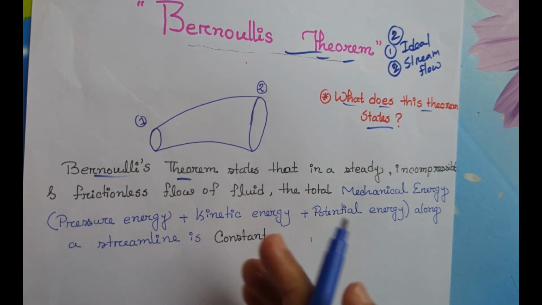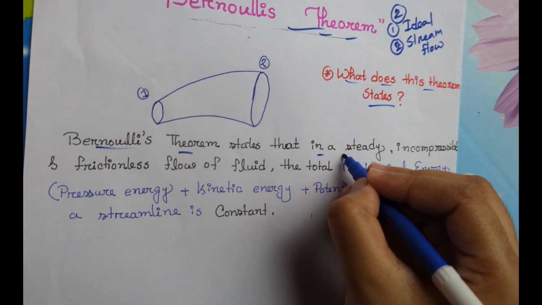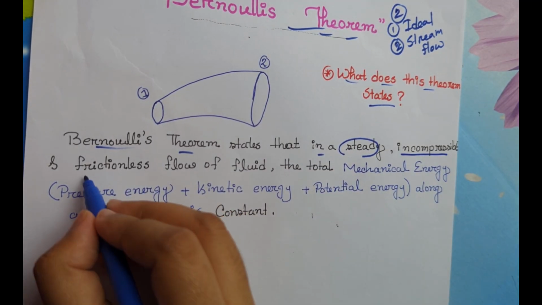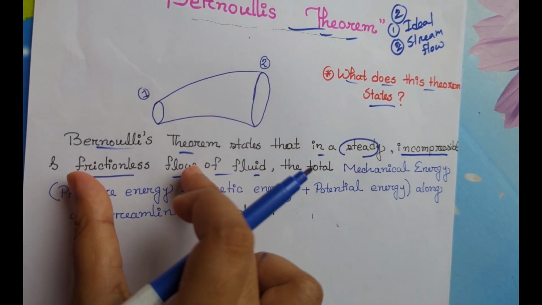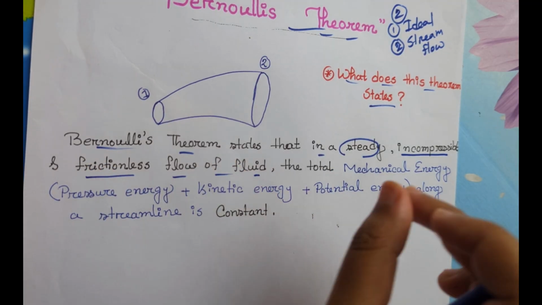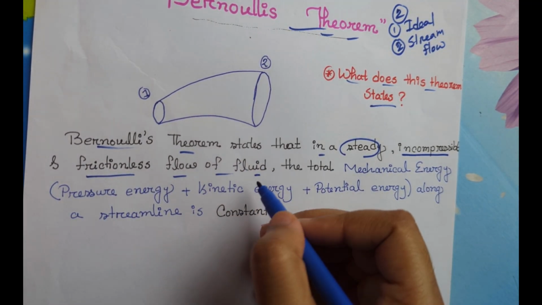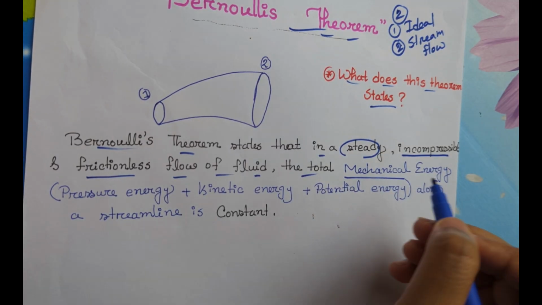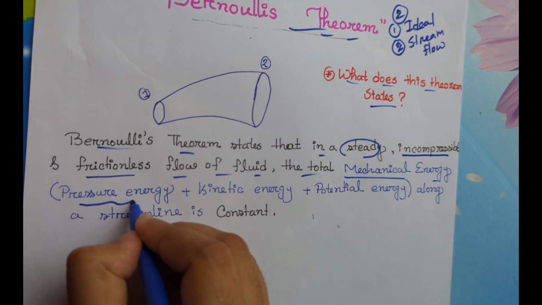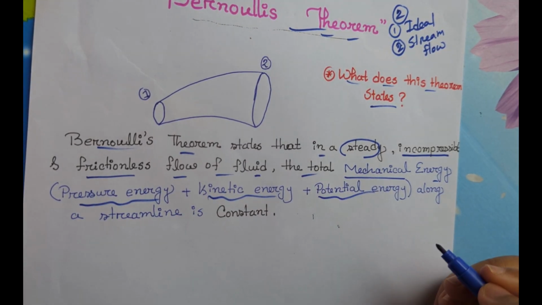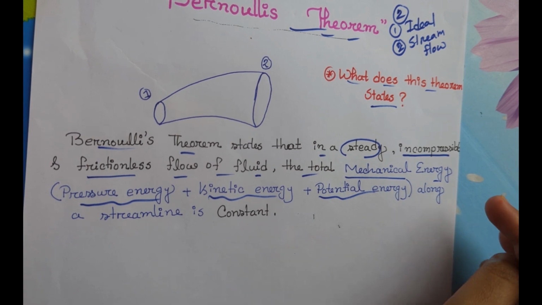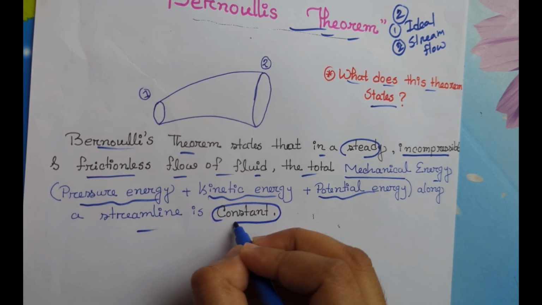Bernoulli's theorem states that in a steady, incompressible and frictionless flow of fluid, we already have read these characteristics in the portion of ideal fluid, the total mechanical energy, meaning the pressure energy, kinetic energy and potential energy, along the streamline is constant.